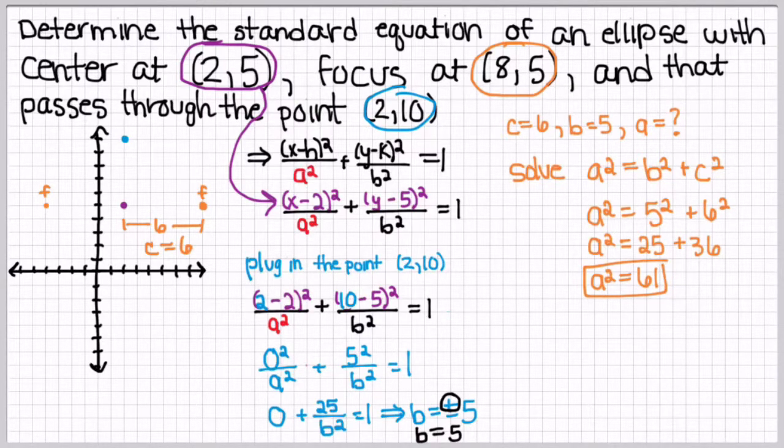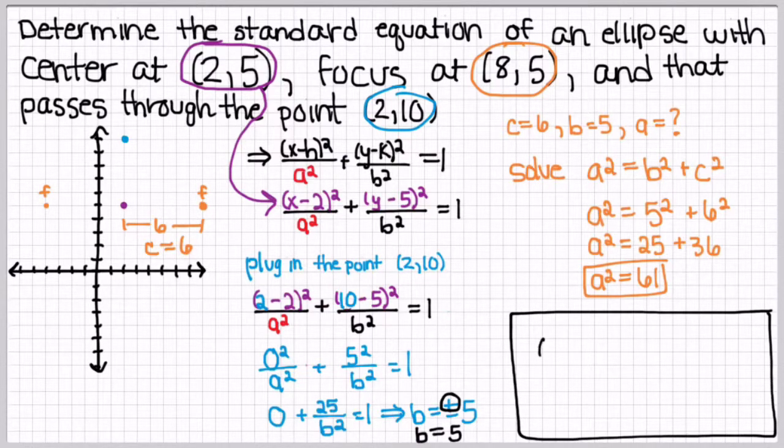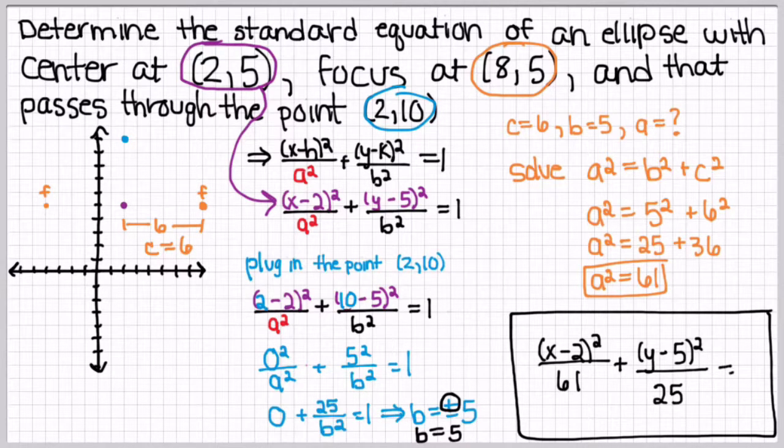That also means that a itself is equal to the square root of 61, but since I'm trying to find the equation, I only need the values squared anyways, and then that's my final step, is to plug everything in to get my equation of the ellipse, which is (x minus 2) squared over 61, my a squared term, (y minus 5) squared over 25, which is my b squared term, is equal to 1. And that's our answer.